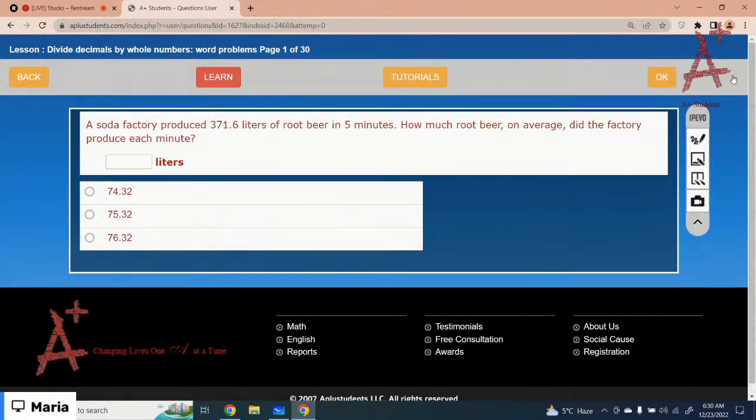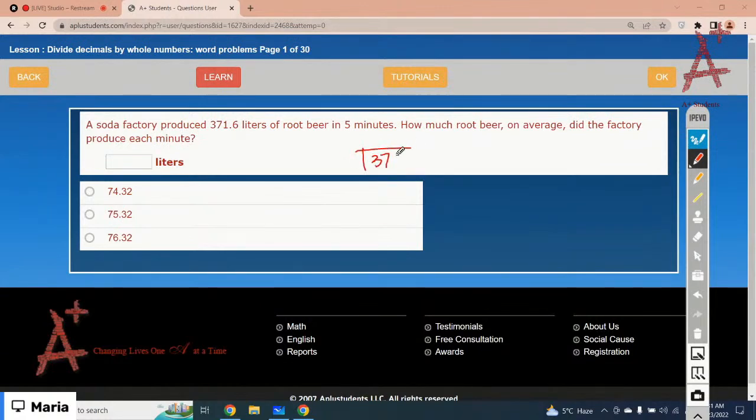A soda factory produced 371.6 liters of root beer in 5 minutes. How much root beer on average did the factory produce each minute? So you have to calculate what the factory produces in 1 minute. So just divide 371.6 by 5. Got it?